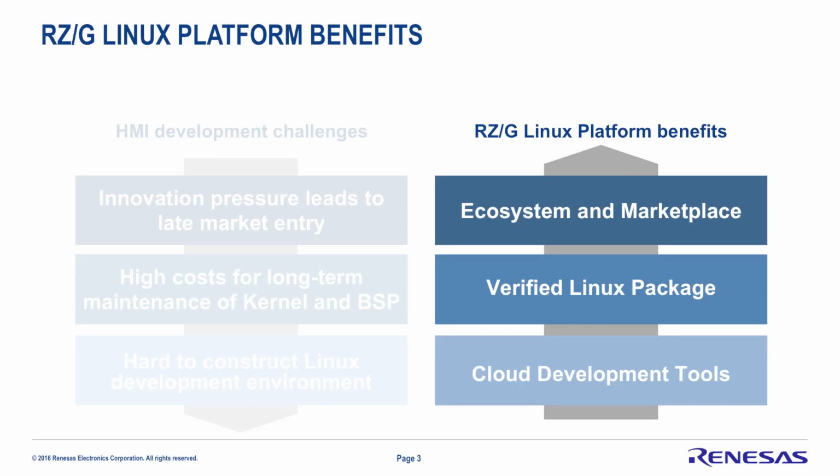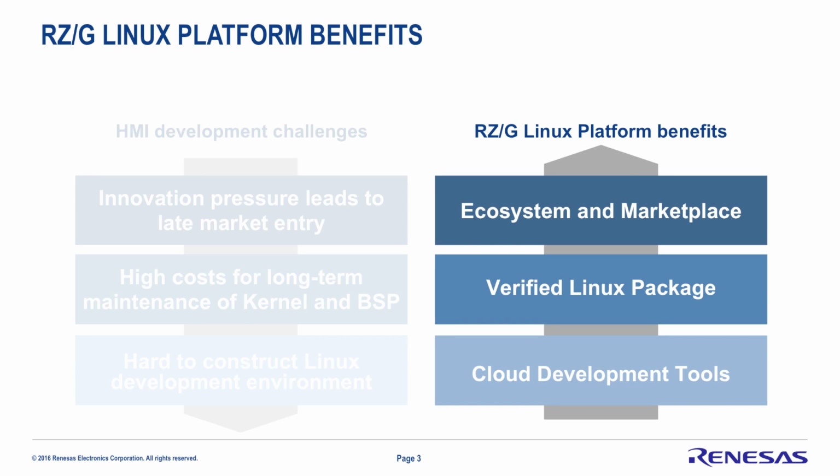The VLP, or Verified Linux Package, incorporates several software components, including the CIP Linux kernel, a board support package, multimedia functionality, graphical user interface framework, and security. Renesas manages maintenance and version management of the Linux distribution, significantly reducing the cost and user efforts of implementing long-term Linux solutions for industrial applications.